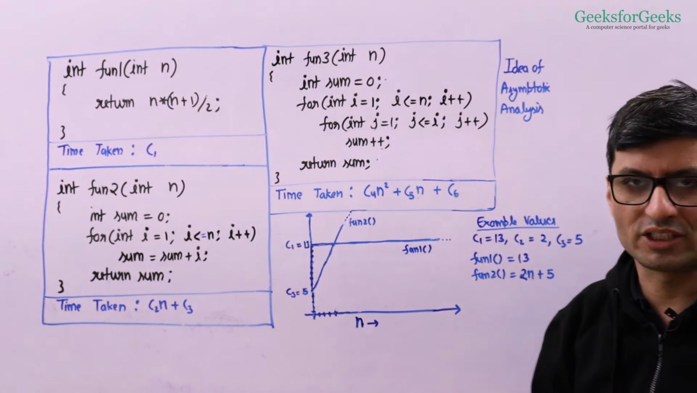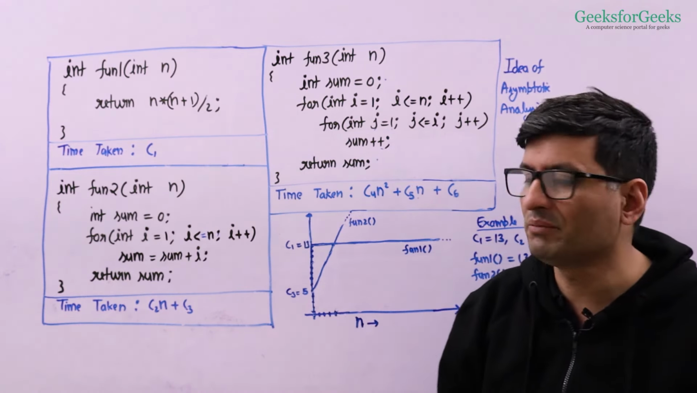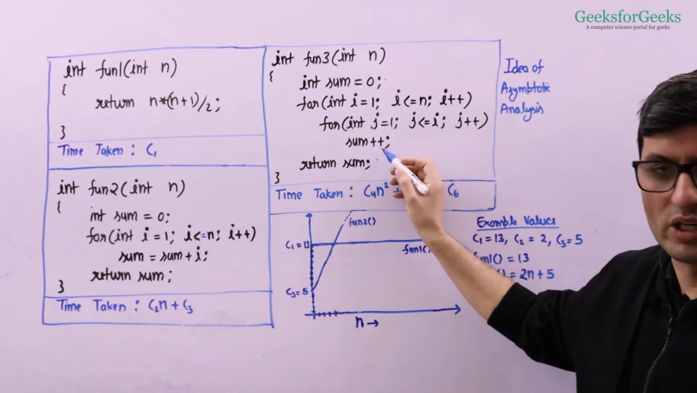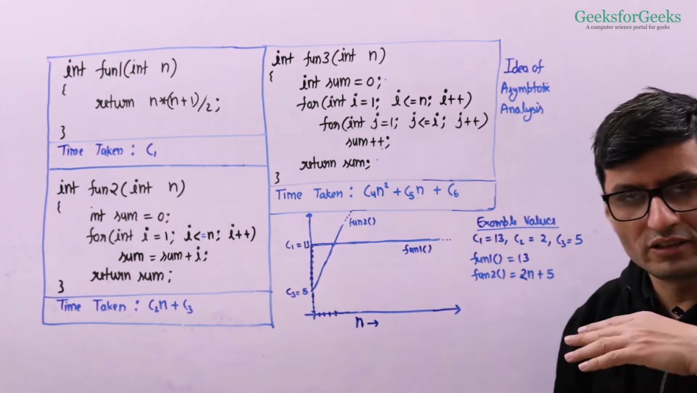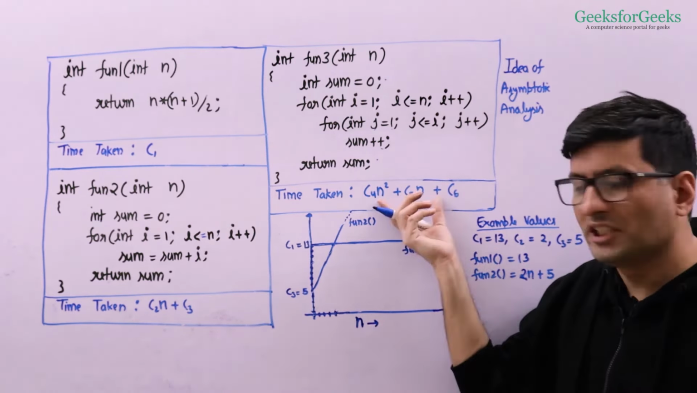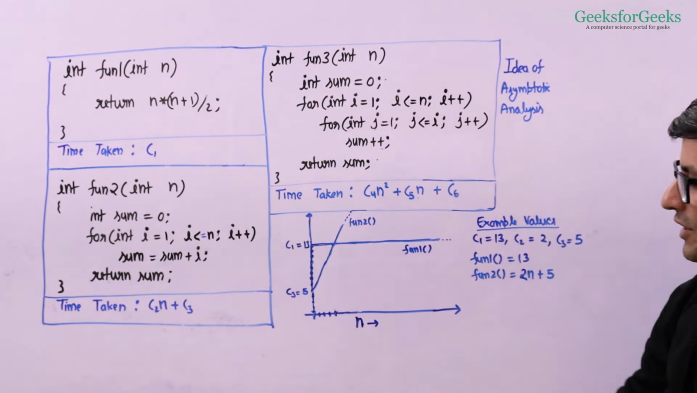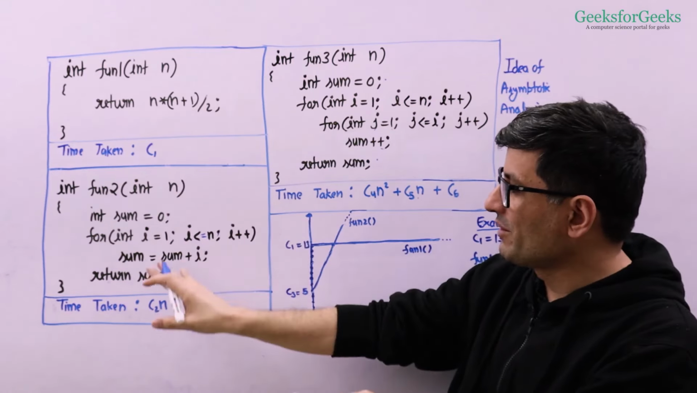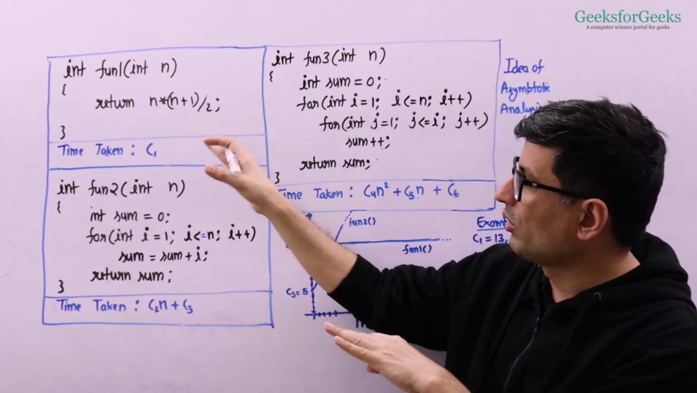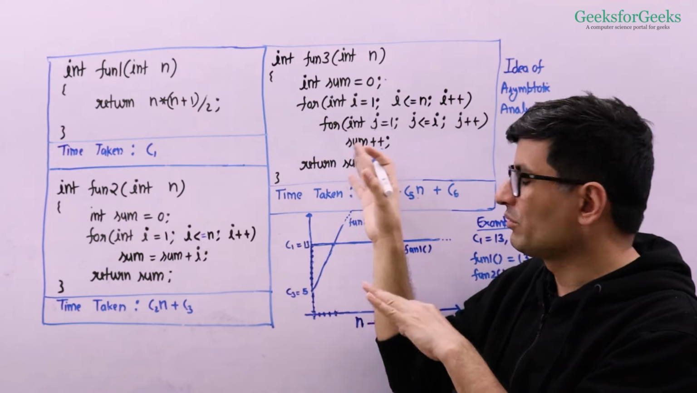There are certain things which are happening constant, which are taking constant time. Certain things which are happening quadratic, certain things which are happening a linear number of times. So that's the expression for time taken by this function fun3. So we got expressions of time taken for all three functions, fun1, fun2 and fun3.